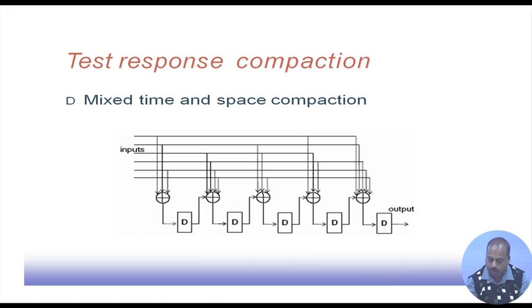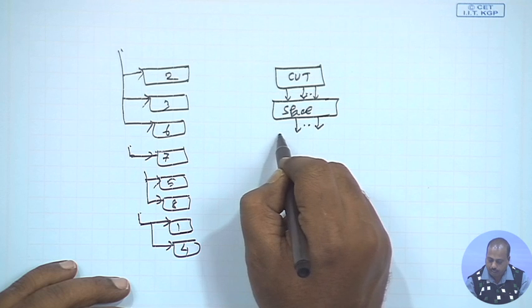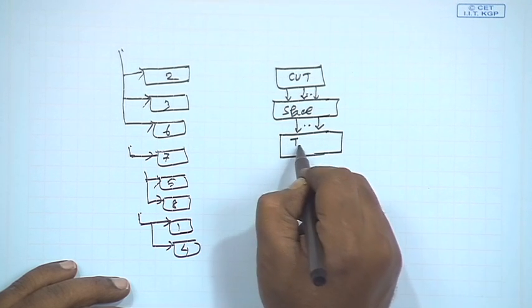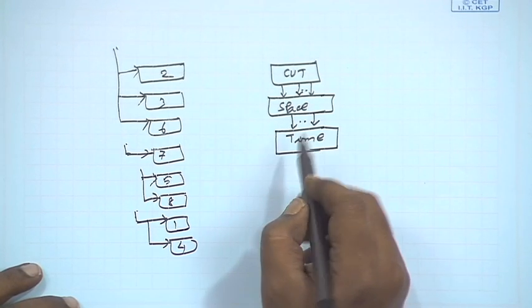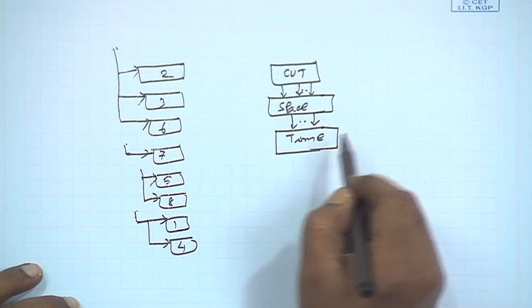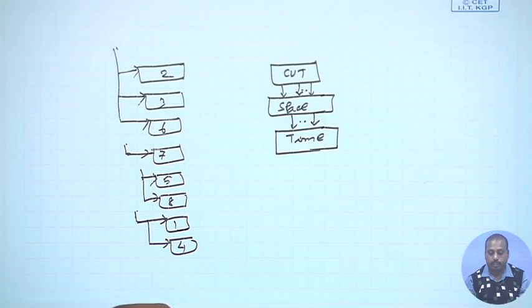Here I have this response. These are the responses coming, passing through the space compactor, and then it produces a smaller number of outputs, which pass through a time compactor. At the end of this time compactor, we will have the golden response stored here. So, the golden signature will be in the time compactor at the end.